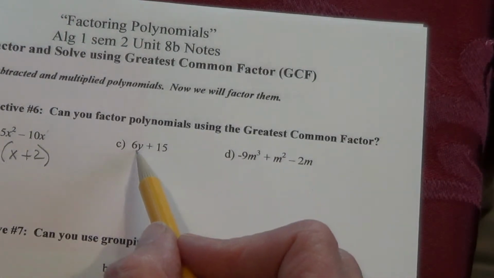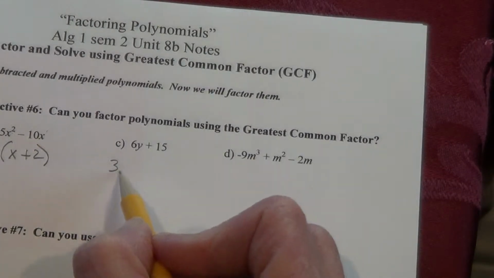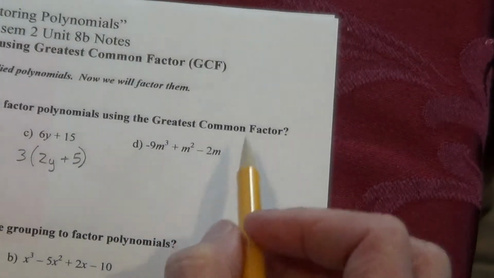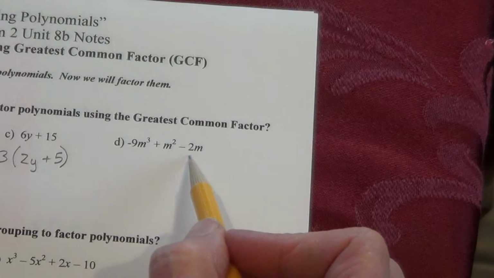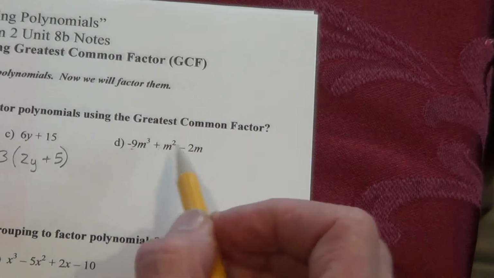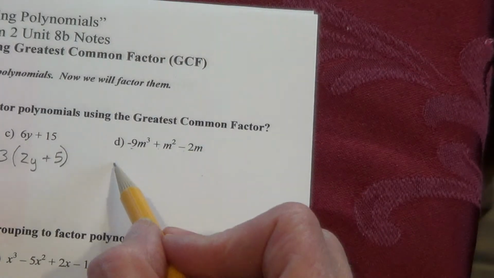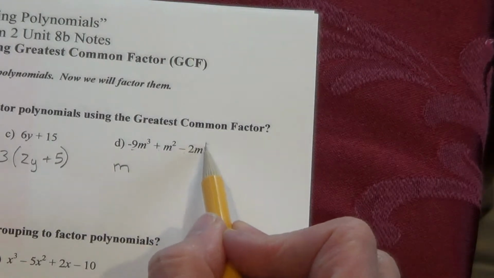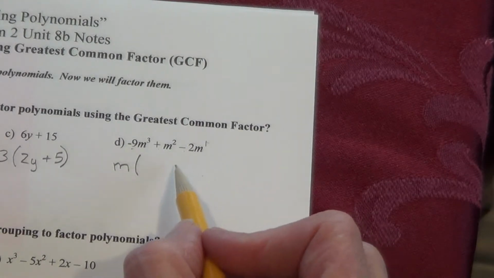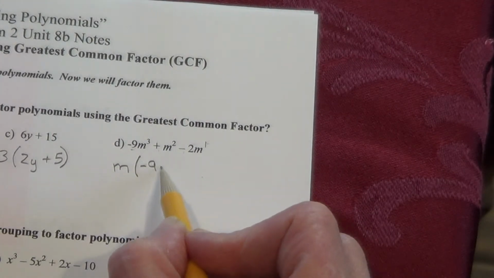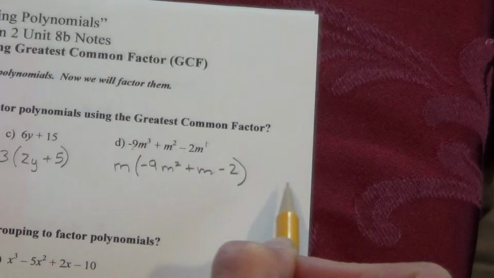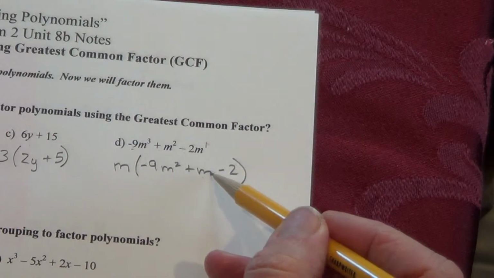What goes into both 6 and 15? That would be 3. So we have 2y plus 5. Over here, there is no number that I can think of that would go into negative 2, positive 1, and negative 9. So all that I can do is pull out the variable with the smallest exponent, so it's m to the first. I don't have to write a 1 there. M represents m to the first. So it would be negative 9m squared plus m minus 2. So basically we just took 1 off of each of their exponents.